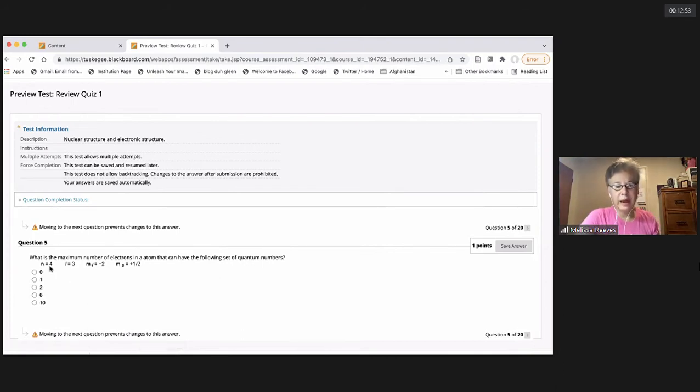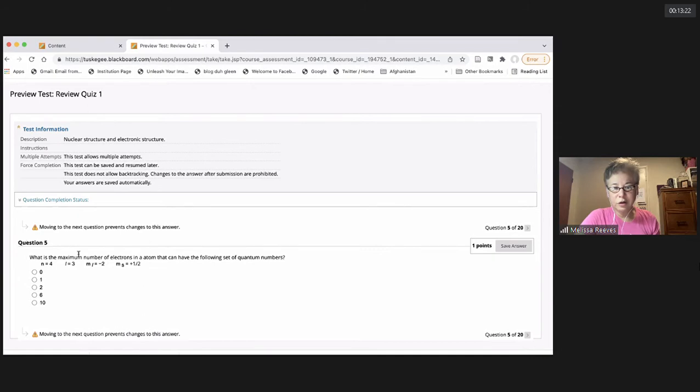First of all, is it allowed? n equals 4, which is fine, and l equals 3. l can go up to n minus 1, so this is okay. m sub l equals -2, and m sub l can go up to plus or minus l. So it could be plus or minus 3, but it couldn't be plus or minus 4. -2 should be fine. And m sub s is plus a half, so that's okay too. That means it's the spin up electron.